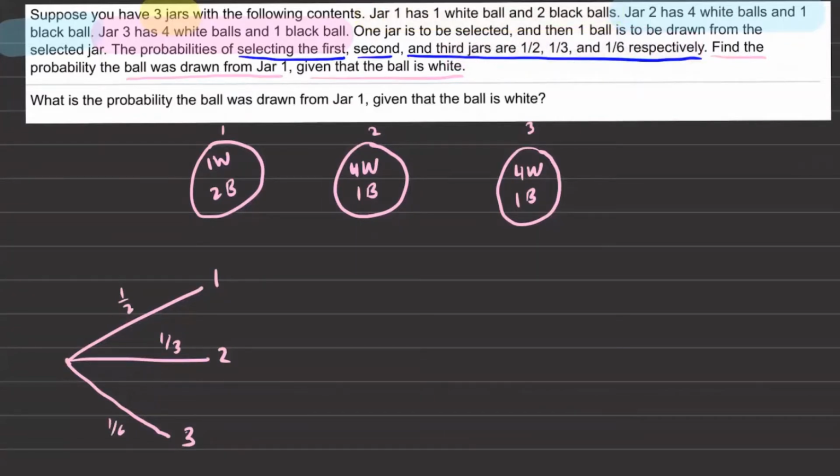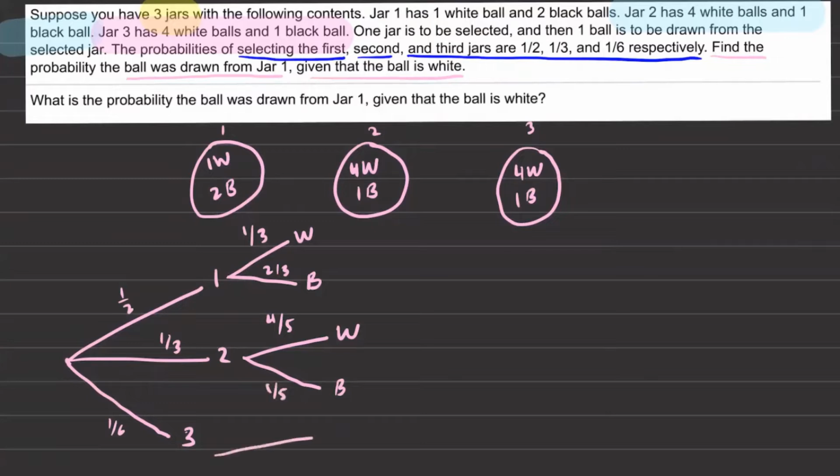Okay, so now for each jar, we have 2 options. So first jar has 2 options. You have either a white or a black ball. There is 1 white ball, so the probability that it is a white ball is 1 out of the total, which is 3. And then the probability of getting a black ball, that's 2 out of 3. Similarly, for the second jar, you also have 2 options, white ball and a black ball. There are 4 white balls, so the probability is 4 out of 5 because there's a total of 5 balls. And the probability of choosing a black ball, that's 1 out of 5.